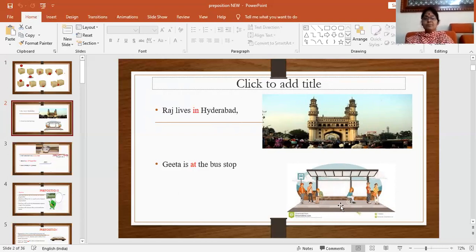Now we'll come to this picture. It is the picture of a bus stop. We see many students are there, and then there is a girl also who's sitting over here. Now let us look at this sentence. Geeta is at the bus stop. Where is Geeta? What is the preposition in this? At, right? And where at? At the bus stop. So here, the preposition is telling about the place, right?